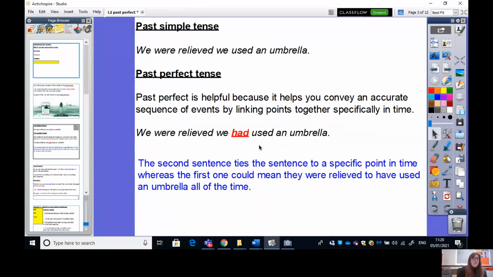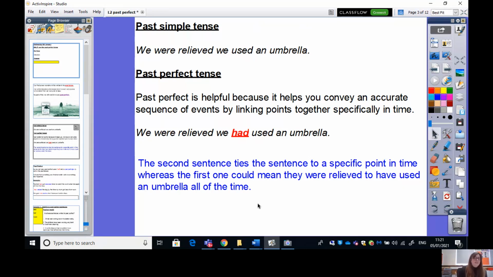And that's because past perfect tense ties events in the past to a specific time. So if we look at this first sentence here, this is called simple past tense, and we can all recognise and understand it. We were relieved we used an umbrella. It's something that happened in the past. Past perfect tense helps you sequence events a little bit more clearly. It's very subtle, but it can be really effective and just helps your reader to understand the chronology of events and when things happened. So, for example, we were relieved we had used an umbrella.